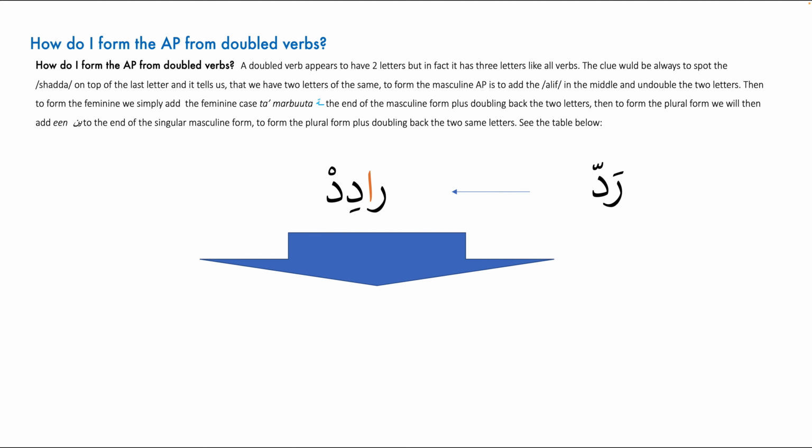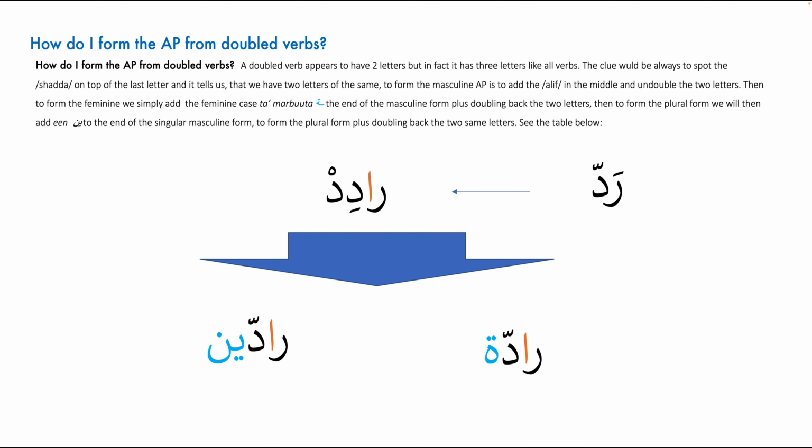And when forming the singular feminine form out of the masculine singular form, all you need to do is add the feminine case to the end of it. But we need to double back the D again. So it becomes radde. So that's the feminine conjugation, radde. And to change it to plural, you'll add the "in" back to the end of it. So that's the "in" suffix for a group of people. So you would say raddin. Rad is to reply. Rad, radid, radde, raddin.